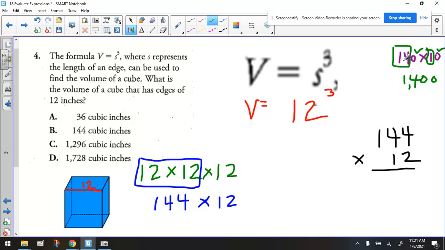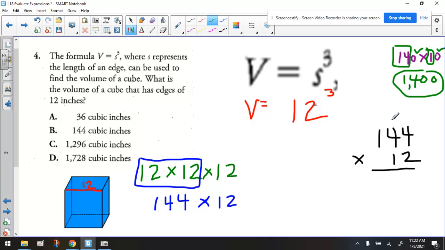Now, we should be saying to ourselves, this number, this purple number, is rounded down from the actual number, and this purple number is also rounded down from the actual number. So what does that mean? That means that the answer would actually be higher than this number. And if you look at the answer choices, guess what? There's only one answer choice that's higher than 1,400, and that's another way to pick the answer.